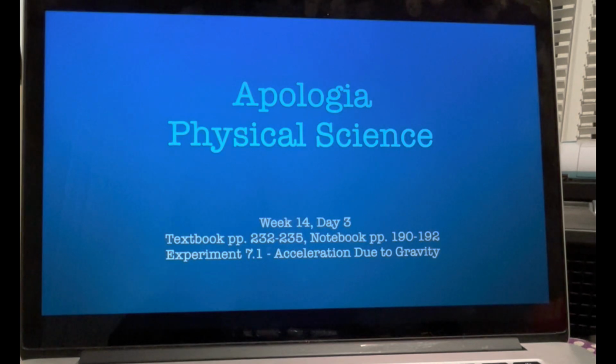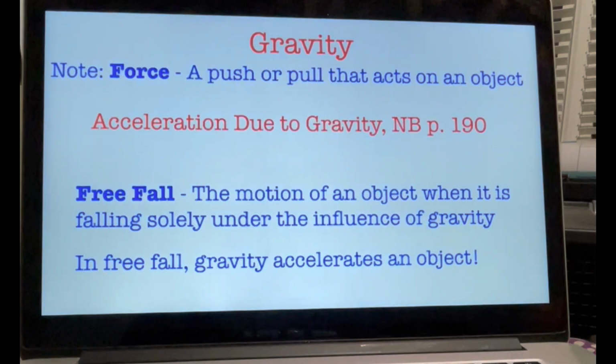This will also include Experiment 7.1, Acceleration Due to Gravity. We are going to quickly go over this experiment, but I do expect you to complete this entire experiment on your own at home. There really isn't that much to this experiment.